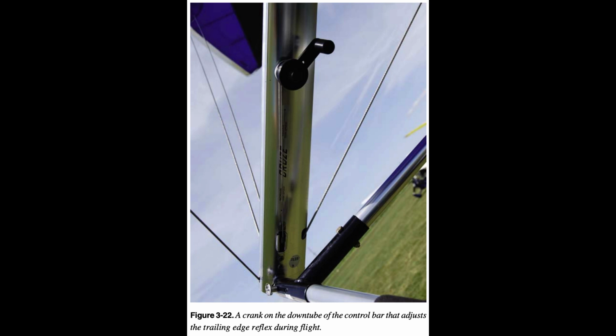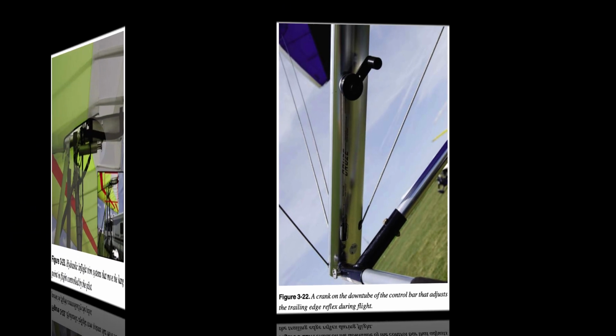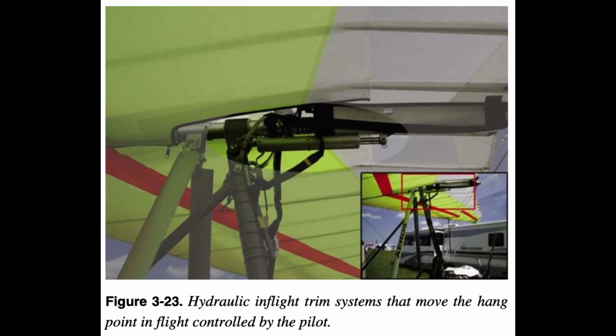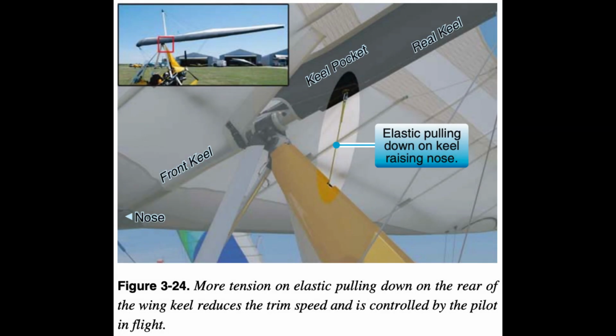Typically, a crank on a down tube controls a wire that runs up the down tube to the top of the wing. As a result of moving the crank, the trailing edge wires are raised and lowered and the trim speed changed. Figure 3.22. Hydraulic or electrical systems can move the hang point on the wing for other in-flight trim systems. Figure 3.23. Another pilot-actuated trim system in flight is an elastic system in which the pilot increases tension on the elastic system, which raises the nose for climb and slower flight. Figure 3.24.